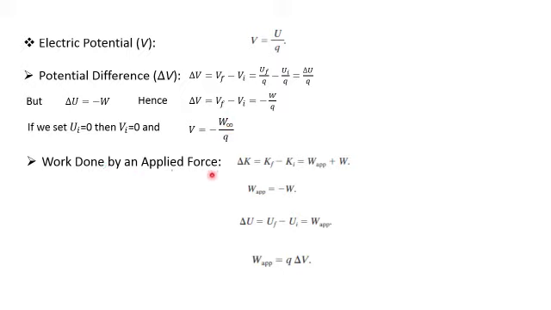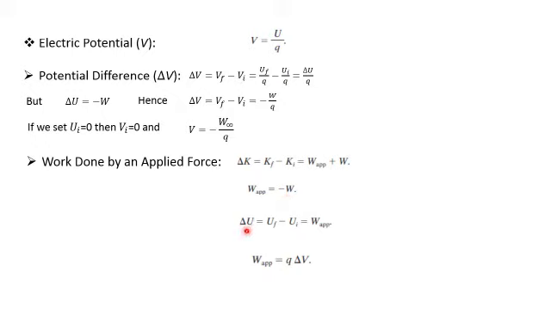Work done by an applied force. Suppose we want to move a charge from one point to another by applying a force to it. During the move, our applied force does work on the particle, and W is the work done by the electric field. So using the work kinetic energy theorem, the total work done will be equal to the change in kinetic energy. But if the charge is stationary before and after the move, then delta K will become 0, and we are left with the work done by the applied force being equal to the negative of the work done by the electric field.